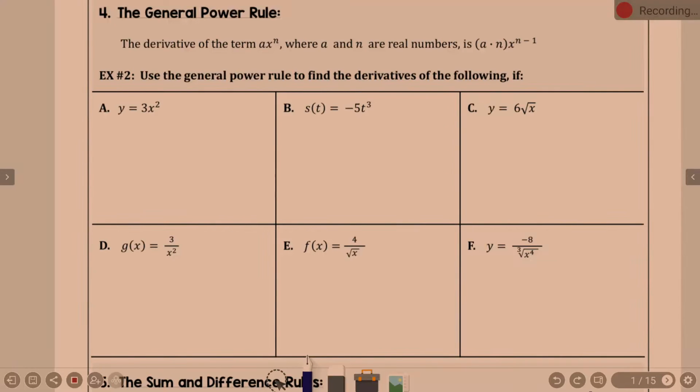Okay, so we're picking up here on page 2. And this is going to build on what we did on Friday. Okay, so this is our general power rule, and I think it kind of, if you ask me, sums up the 3 rules we did on Friday. So the derivative of the term a x to the n, where a and n are real numbers, is a times n, then x to the n minus 1.